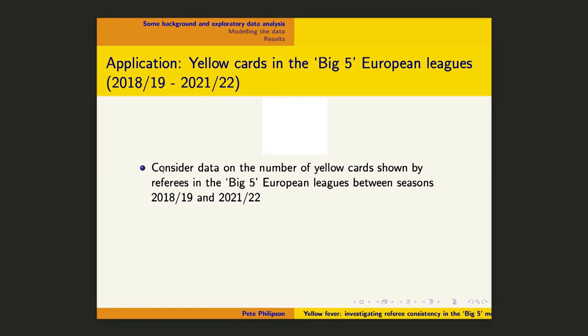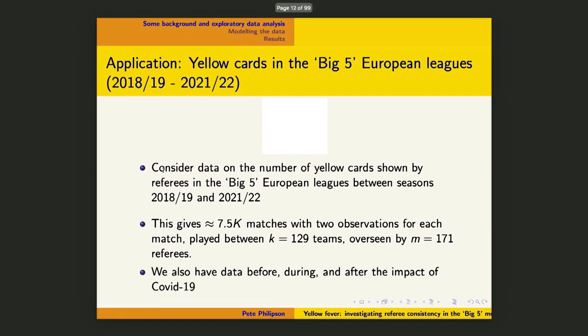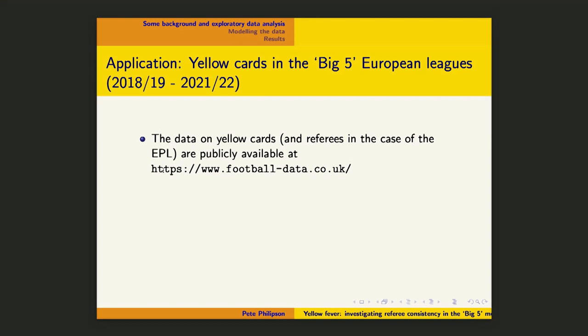And I've got data across 4 seasons, although I've actually got 22-23 now, so that's slightly out of date, but nevertheless, 4 or 5 seasons' worth of data. This gives around 7,500 matches, and each of those has a pair of observations: the yellow cards for the home team and the yellow cards for the away team at the same time. We have about 130 teams and about 170 referees. And nicely, because of this time span, not nice that it happened, but at least there's some upside, we've got data before, during, and after the impact of COVID-19. So one of the covariates I'll think about later on is whether the number of yellow cards varied when games were played behind closed doors.